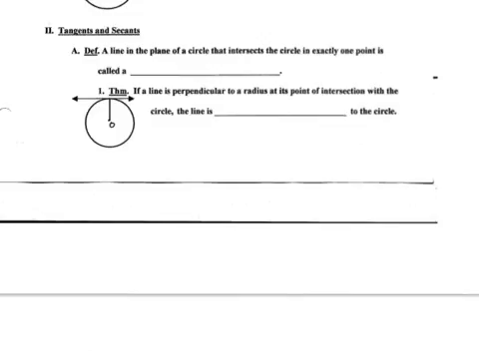All right, so that was inscribed angles. Now we're going to talk about tangents and secants. So just a definition again. A line in the plane of a circle that intersects the circle in exactly one point is called a tangent.